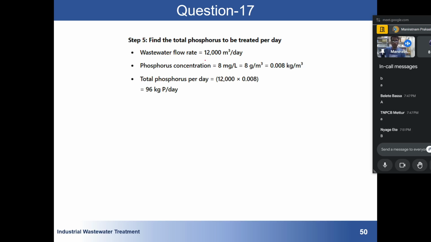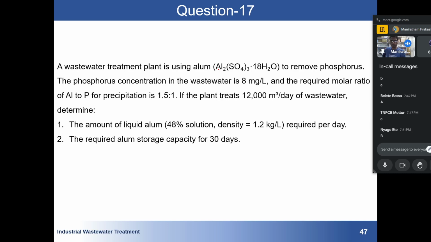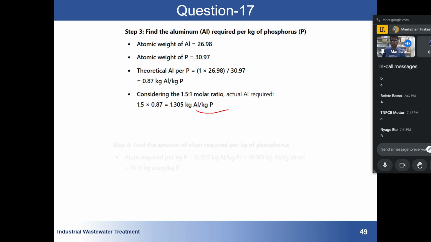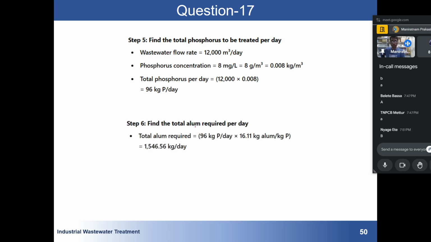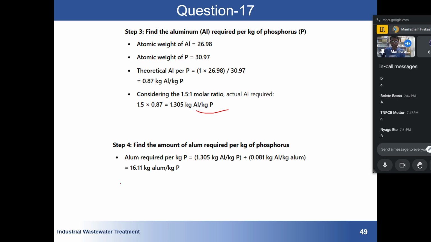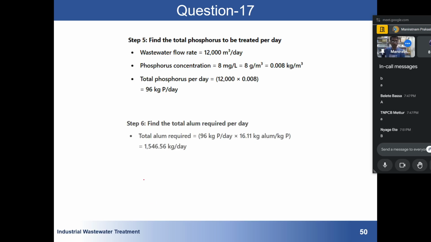Now total phosphorus. We are seeing that this much water is flowing, and the phosphorus concentration is 8 milligram per liter, as given in the question. So total phosphorus will be 96 kg of phosphorus per day. We already know that per kg this much alum is required, so for this much phosphorus the alum required is 1546 kg per day.